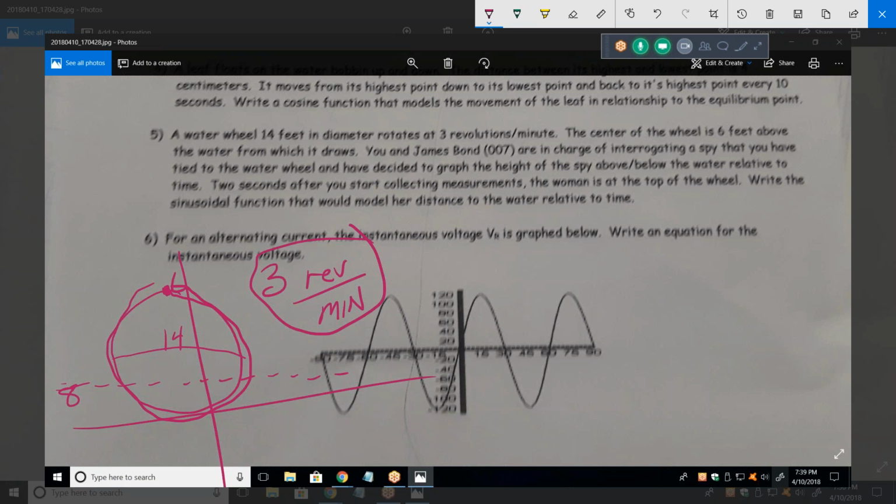All of these other dimensions are going to help. Man, I don't even know the point of going over this problem, to be honest with you. But we can. This is as hard as it gets. Okay, so write the sinusoid function that models this water wheel.